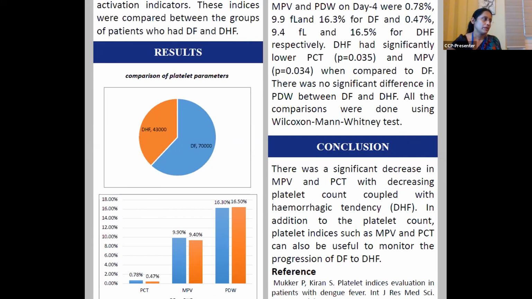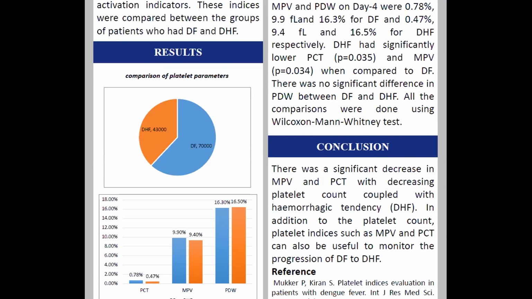So we need large studies to get standardized values, such as we now have for PCV. Then we can compare with the PCV which we are using at the moment and decide which is the better indicator for monitoring dengue fever and dengue hemorrhagic fever. Thank you.